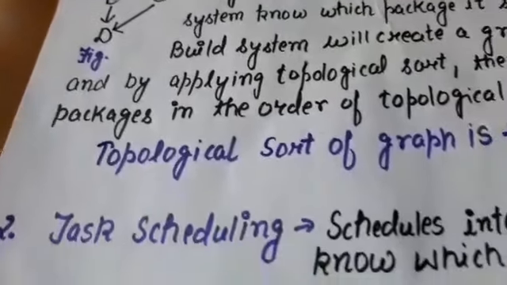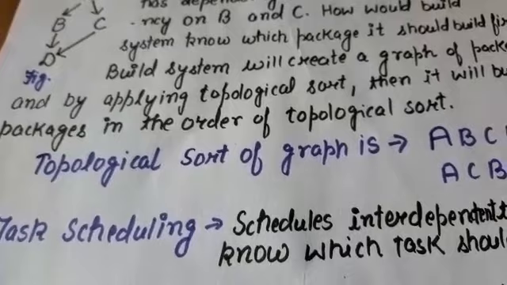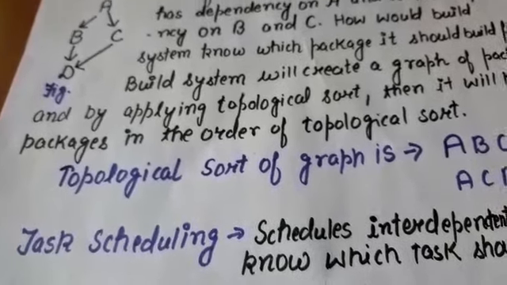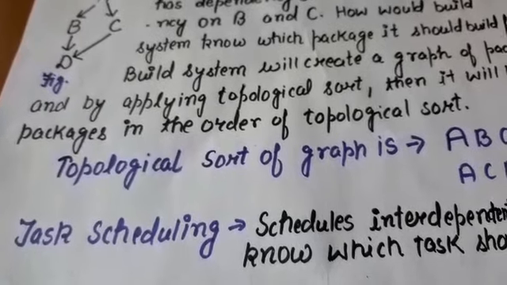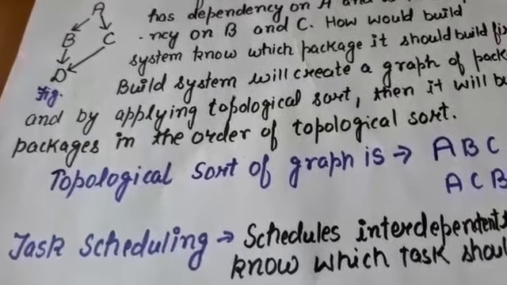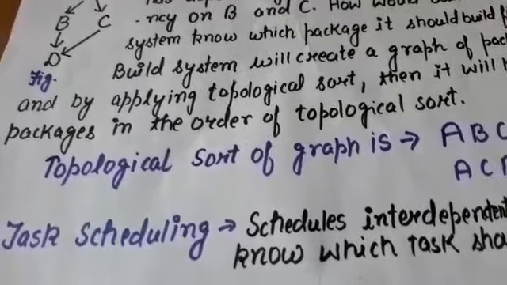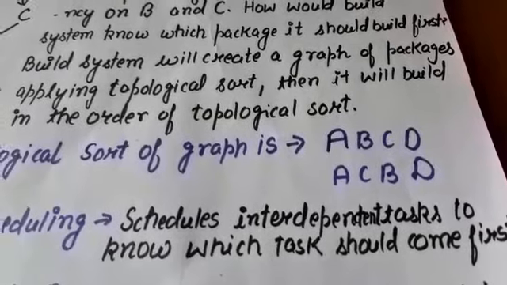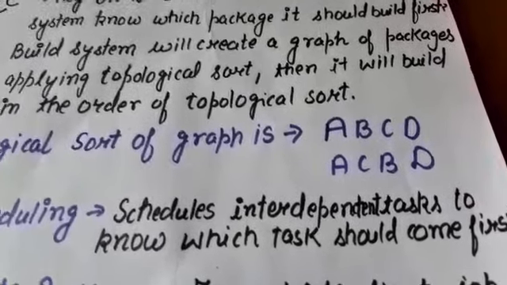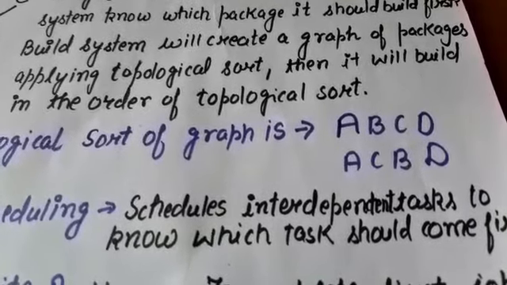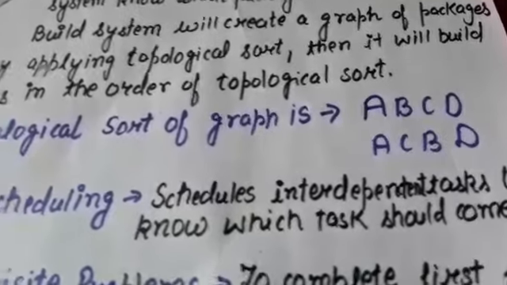The second application area of this topological sorting is task scheduling. Means if I am having multiple tasks and I want to schedule which task should be considered first, right? So topological sorting will help me to determine which task should come first, right? Because through topological sort I can evaluate which should come first and which should come second, right?